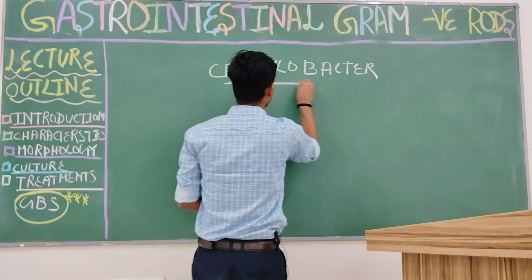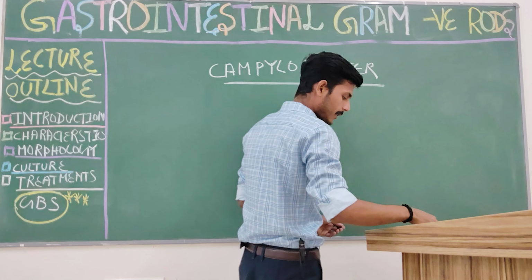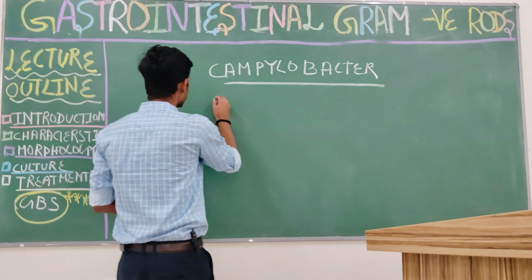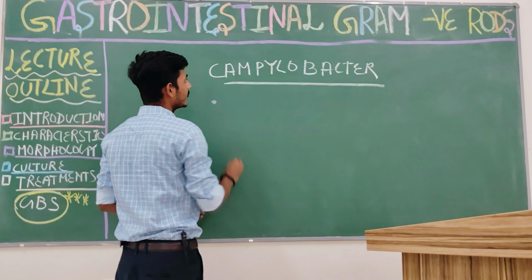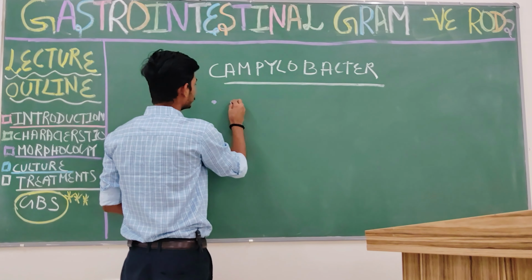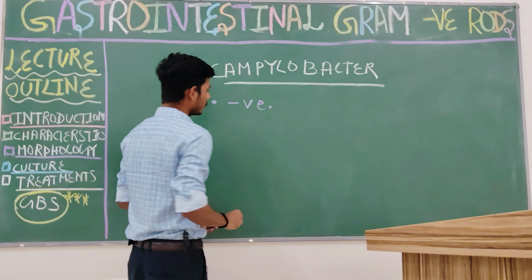Now, as you are seeing, the first thing is Campylobacter is a genus. First thing you should write in your notes is that this gastrointestinal bacteria is gram-negative. Campylobacter is a gram-negative bacteria first of all.